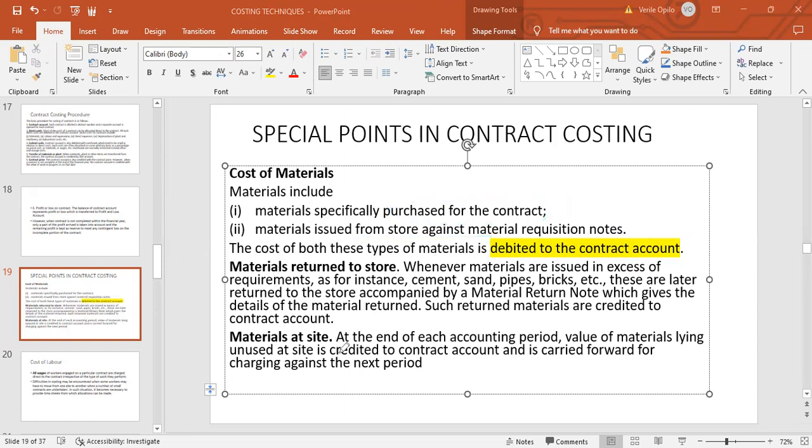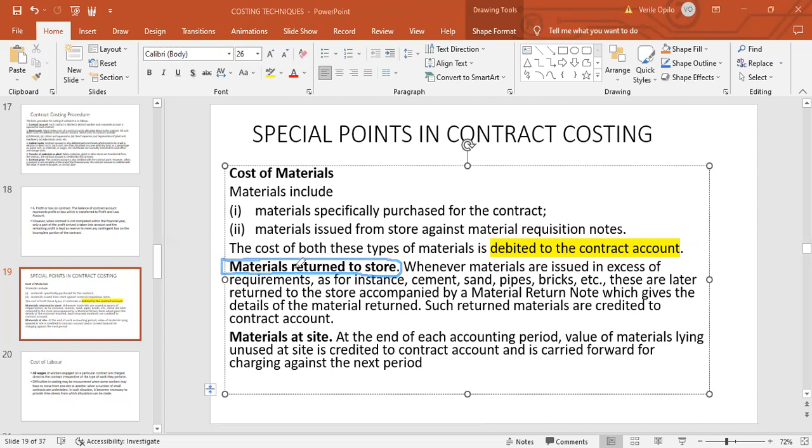The other thing that you need to consider is that sometimes you could have taken some materials to the site and ended up not using them, so you returned them. If you have returned them, then these materials were not used during the contract period. So they are not going to make up part of the total contract cost.